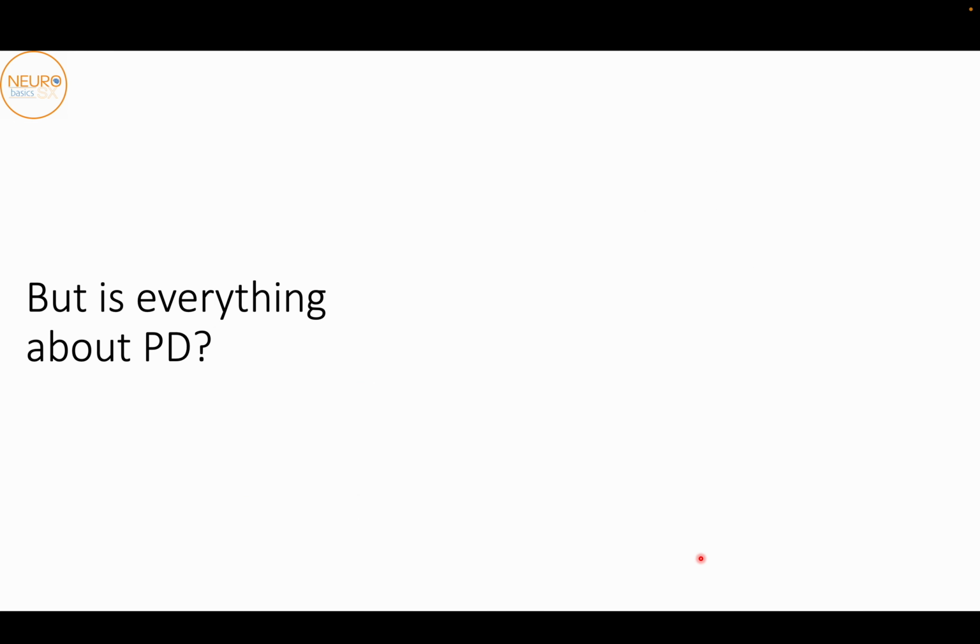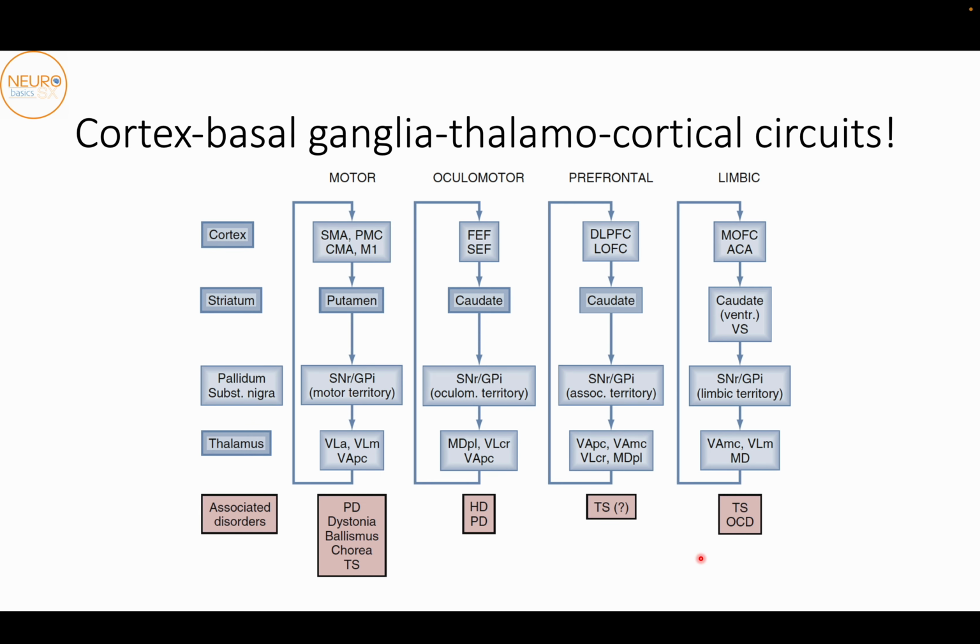Okay, but when it comes to basal ganglia, not everything is about Parkinson's disease. There are other diseases which are involved. So, yes, it does get slightly complicated. There are multiple circuits within the brain which relate to the basal ganglia. There are four important circuits. There's a motor circuit, there's an oculomotor circuit, there's a prefrontal circuit, also known as an associative circuit, and there's a limbic circuit. And they all have four different components of the brain. They will involve some part of the cortex, some part of the striatum, some part of basal ganglia outside the striatum, and some part of the thalamus.